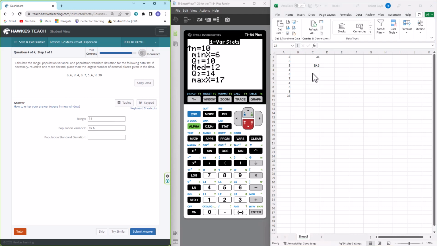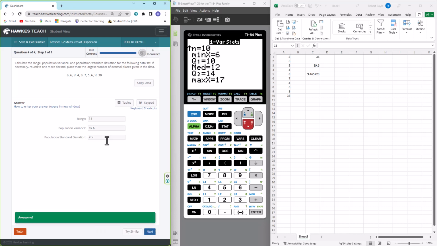Okay, population standard deviation, well, you can either take the square root of that, or you can do equals STDEV dot P. It preps it for you anyways. Highlight the data set, close the parenthesis, and that gives us this 9.4657. Remember, we want to do one more decimal place, so we want to go down to the tenths. And notice here that the hundredths digit is a 6, 5 or greater, so we need to round up. This is going to be 9.5.